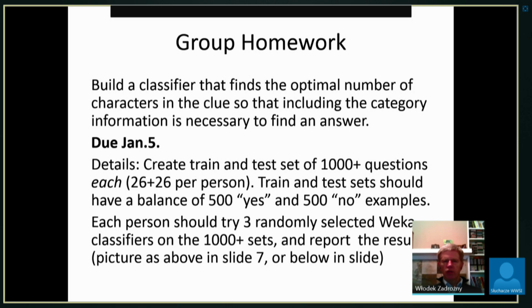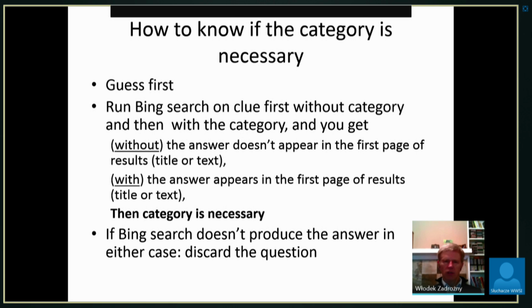After that, each person should try 3 randomly selected WEKA classifiers on these 1,000 plus question sets and report the results. For example, we can see it in the next slide. Sorry, that's going to be one of the later slides.